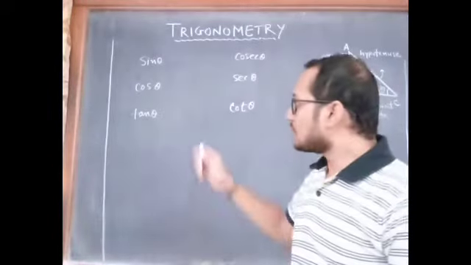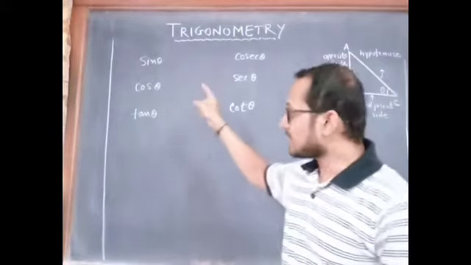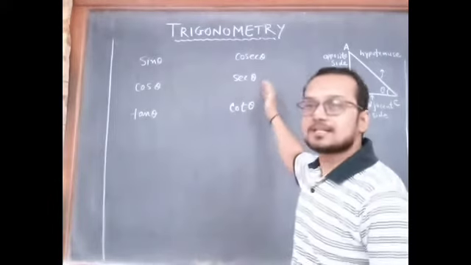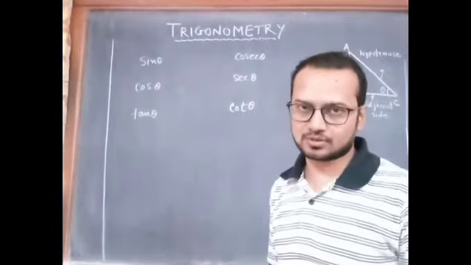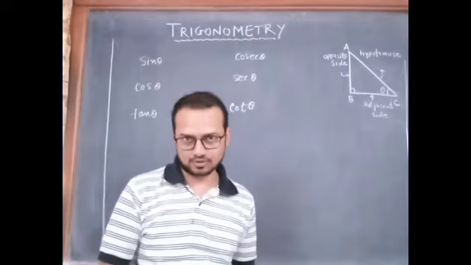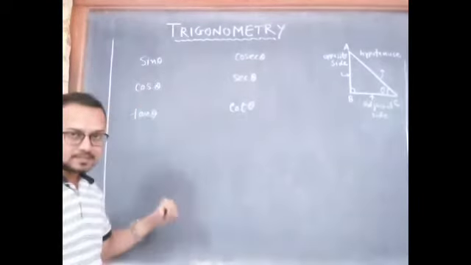Now we have to understand what these trigonometric ratios are. Once again, first of all, sin theta, cos theta, tan theta, cot theta, sec theta, and cosec theta. These are the 6 trigonometric ratios. Now first of all, we have to understand the meaning of these trigonometric ratios. Let us understand. Let's begin with sin theta. Now what is sin theta?